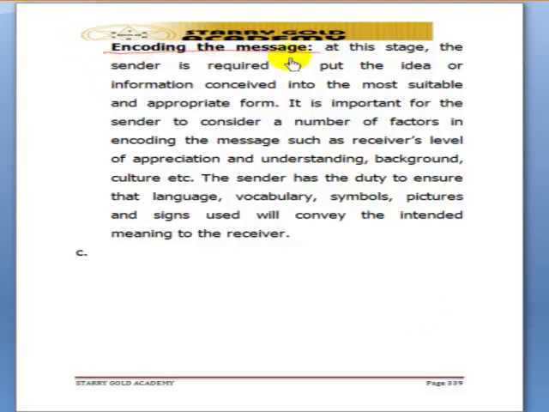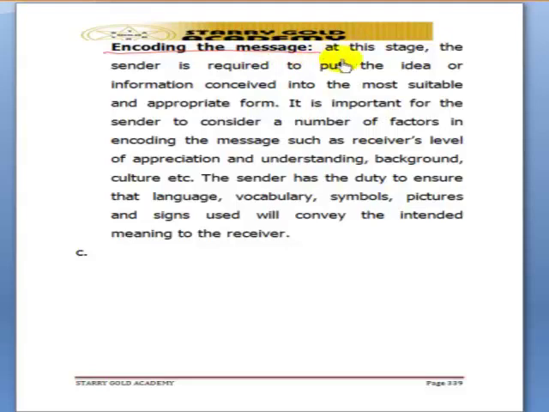The encoding stage. Of course, the encoding stage is having picked the idea or having stumbled on a particular idea that is something you want to talk about. The next thing is what? To package that thing in such a way that it will be acceptable to the person that wants to receive it. That is encoding. Now we have gotten the idea, but how do we now package the idea to get it across? That is what encoding involves.